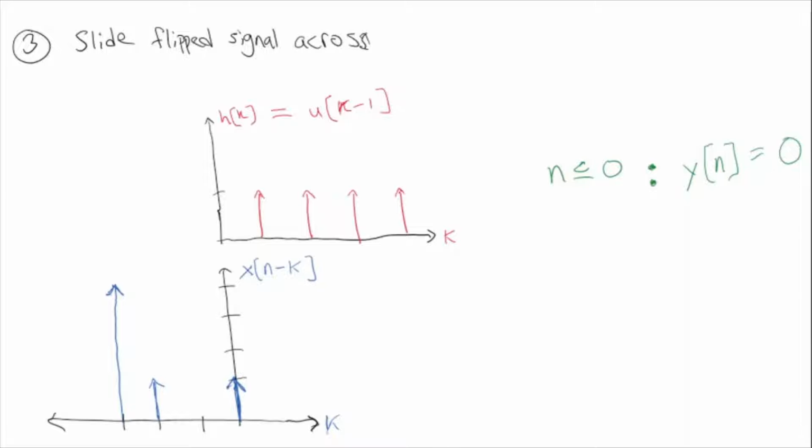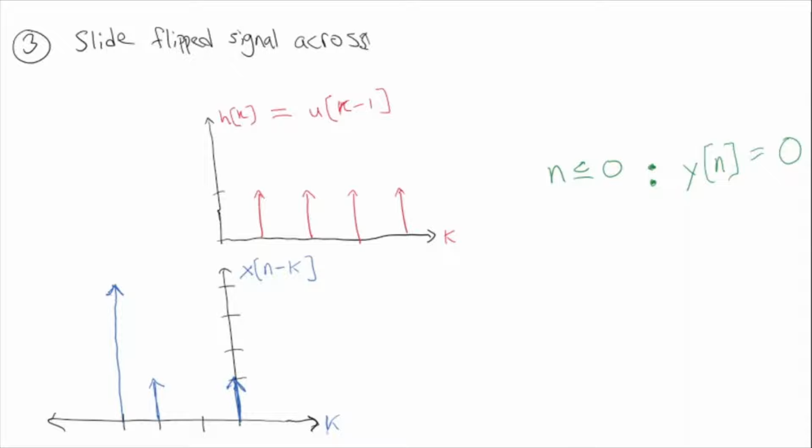Sometimes, when doing discrete time convolution problems, it is better just to solve it visually and not use the formula at all. I think this is one of those problems. So let's start solving the problem now, which is to find y of n.